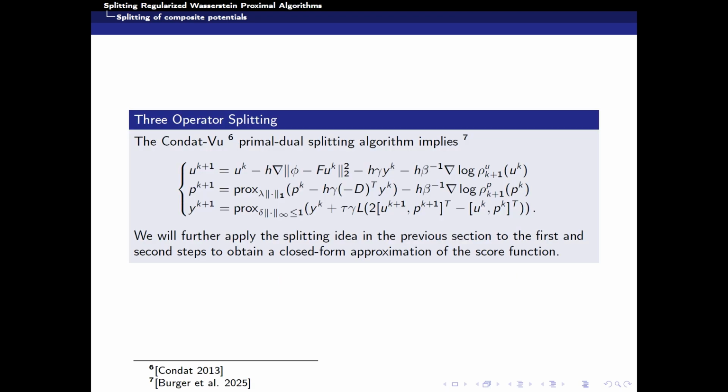We will recall a very classical three-operator splitting, the Condat-Vu primal-dual splitting algorithm. And actually, we can apply any other three-operator splitting technique to construct a sampling algorithm, but here I'm just using this version by Condat and Vu. For this case, the only difference between our algorithm and the classical optimization algorithm is that we have an additional score function term, which gives us some kind of diffusion. So this is what's different between classical optimization and this sampling task.